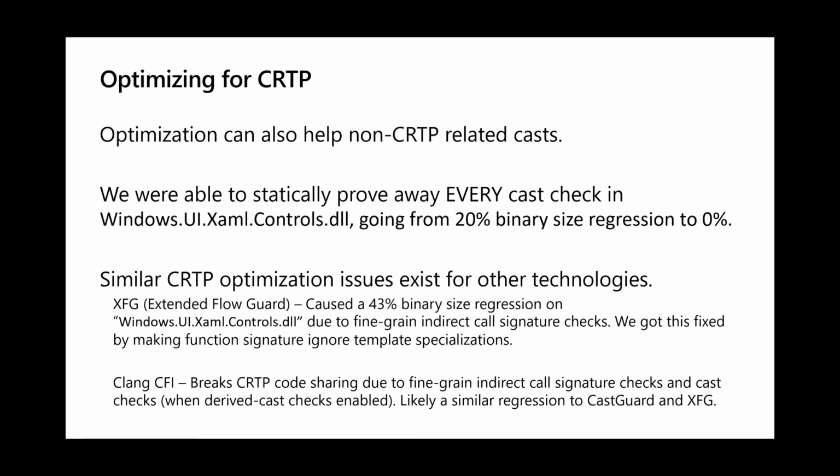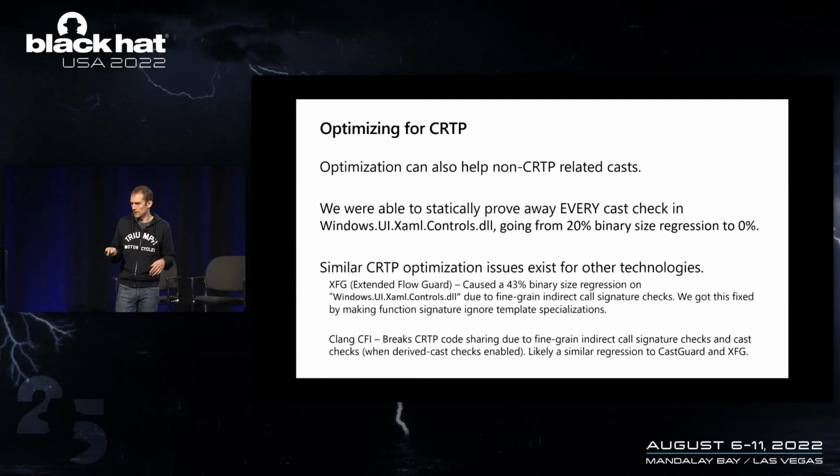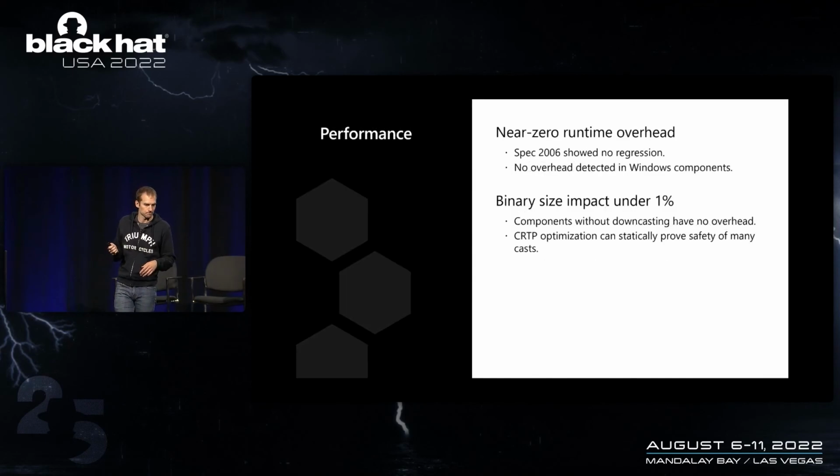I don't think the Clang folks are aware of this programming pattern. So if you use Clang CFI on CRTP, you'll probably get a lot of binary size bloat.